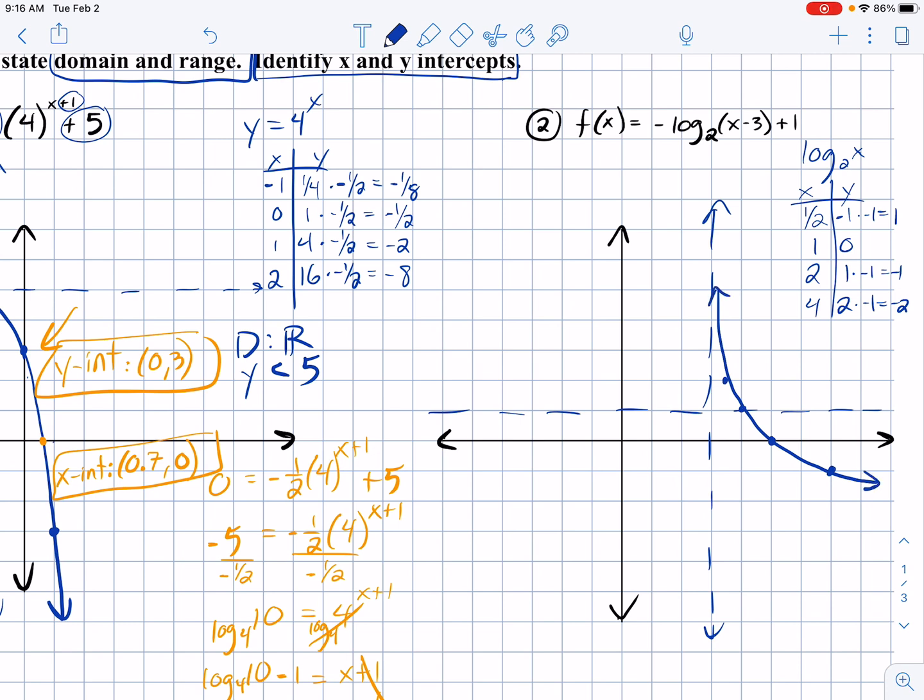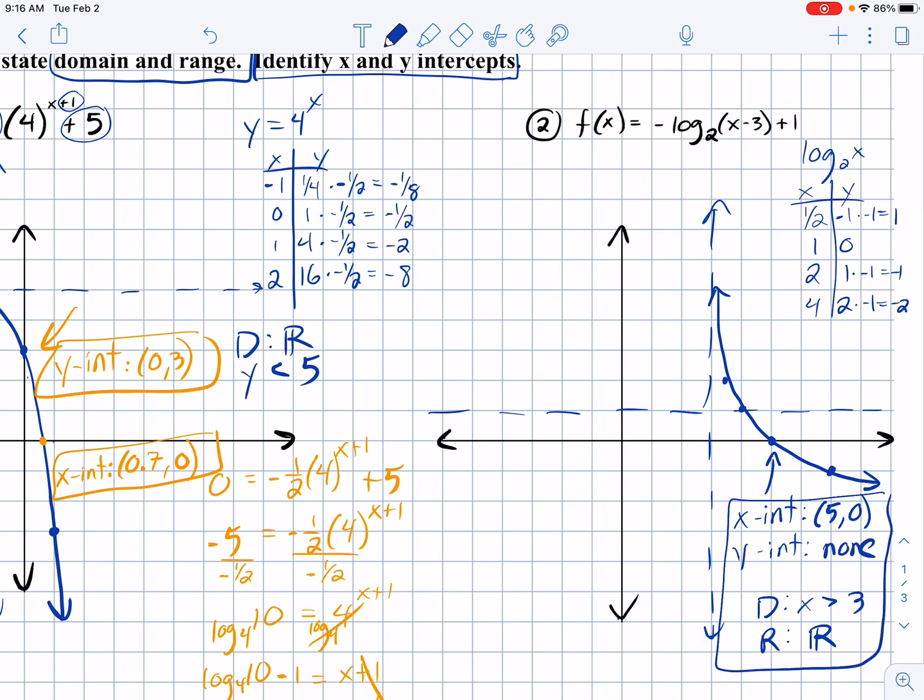Okay. Couple things. You have an x-intercept right here. This x-intercept is at 5, 0. Y-intercept. We don't cross the y-axis at all because we are shifted to the right 3 units, so we don't have any. No y-intercepts. Domain, x is everything greater than 3, and range, all real numbers.